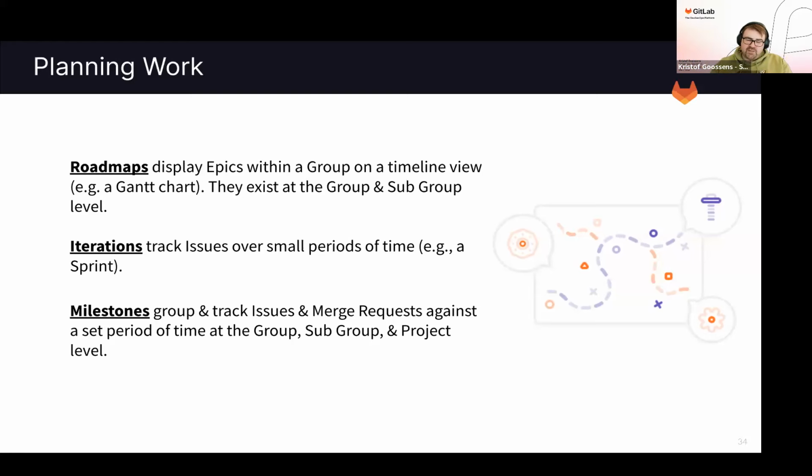Next, you have iterations, and we can use iterations to track issues over smaller periods of time, like for instance a sprint. And somewhat in between, we have the milestones, which are on group level and subgroup level. So you can have multiple levels of milestones there as well, where you can track issues and merge requests against a certain period of time at those different levels itself.